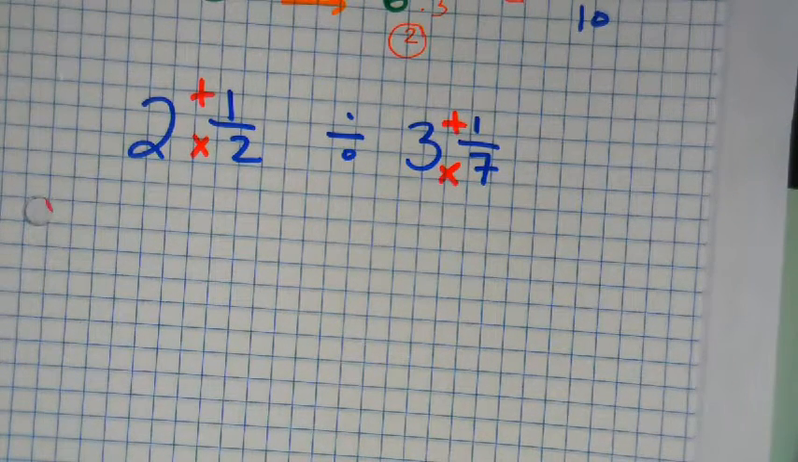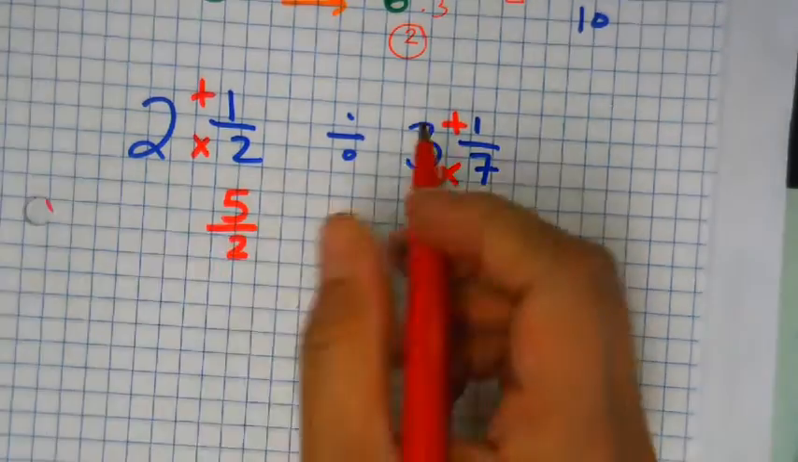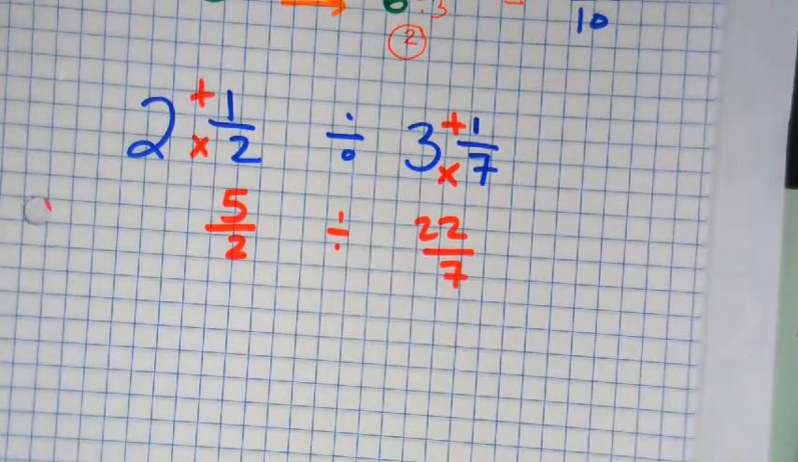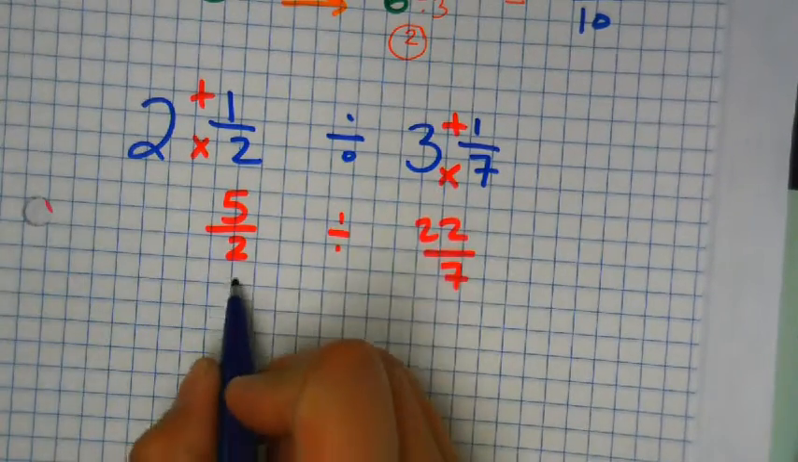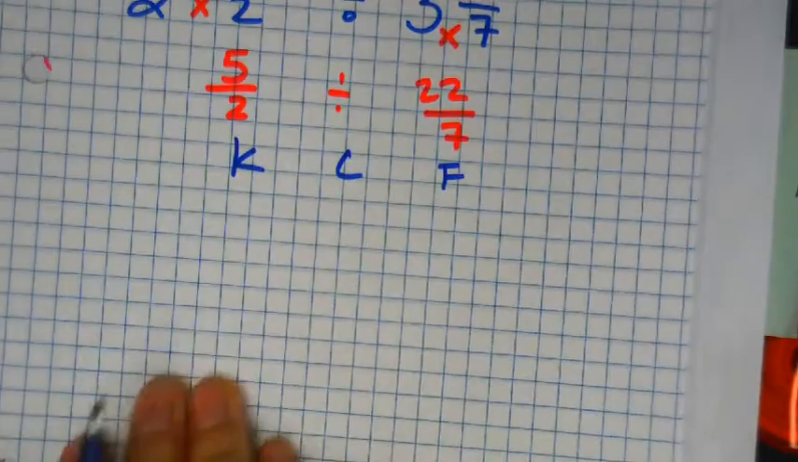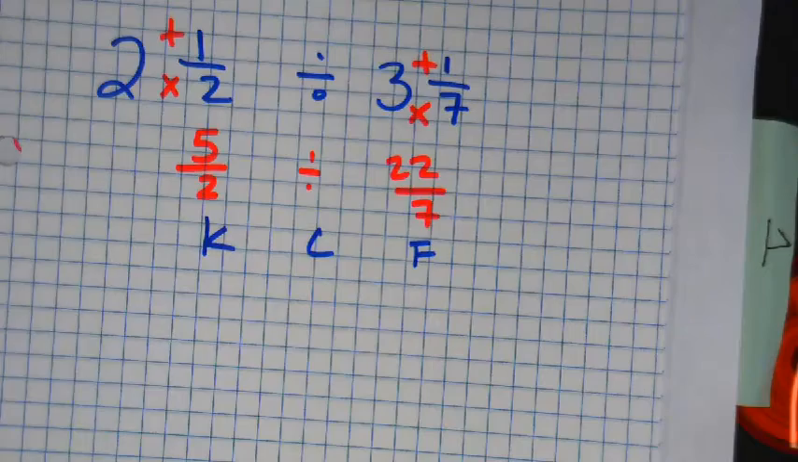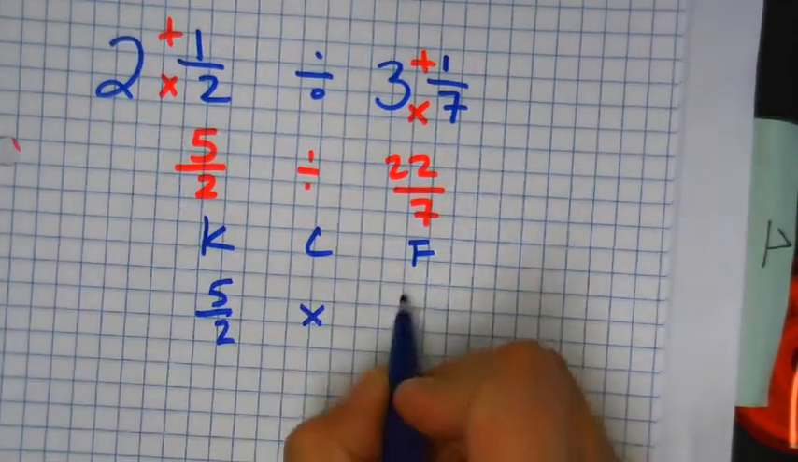2 times 2 is 4, so it's 5 over 2. 5 over 2 divided by, no, it's multiplication, over 7. Well, first step, if you want to do 2 and 1, cool, don't mess up. Now that we changed it to improper, now it's keep, change, flip. So your first step is improper. That was a skill that you guys learned before. Now you keep, change, and then flip.